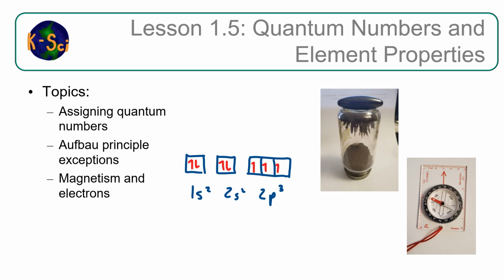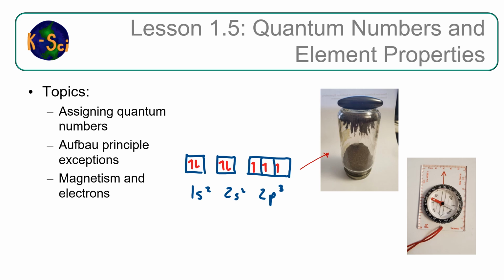Hello there. In this lesson, we're going to look at the quantum numbers that go with the electrons in an orbital box diagram or energy level diagram. And then we're going to relate that to some properties of elements like magnetism.